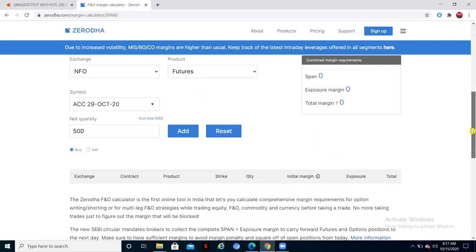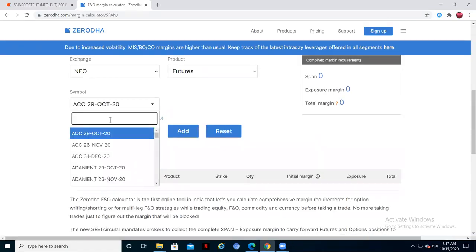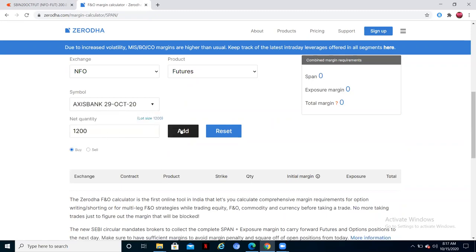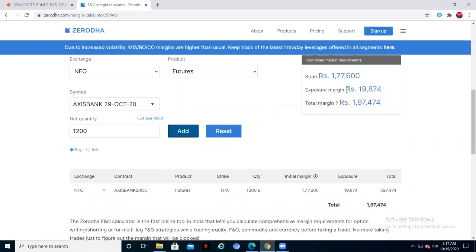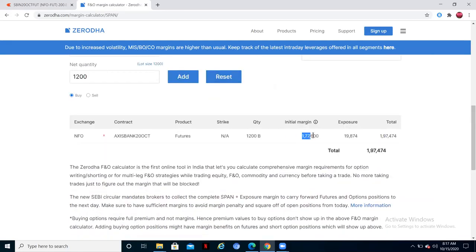For example, here you can see we can select any stock. For example, I am selecting Axis Bank here. You can see the quantity, the lot size for Axis Bank is 1200 stocks, and you can see this will be the margin which you will be requiring. This is the capital which you will be requiring to trade in intraday. And this is the capital you will be requiring to trade for swing. And both of them are very, very less in case we compare this with equities.